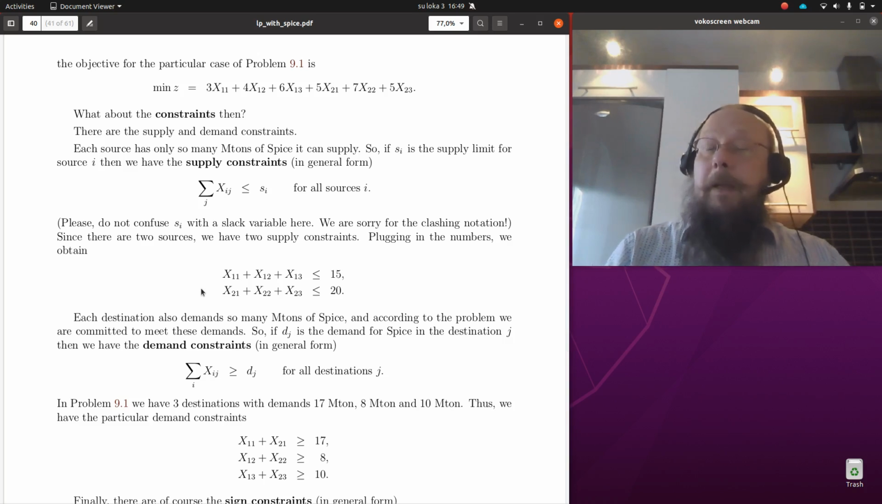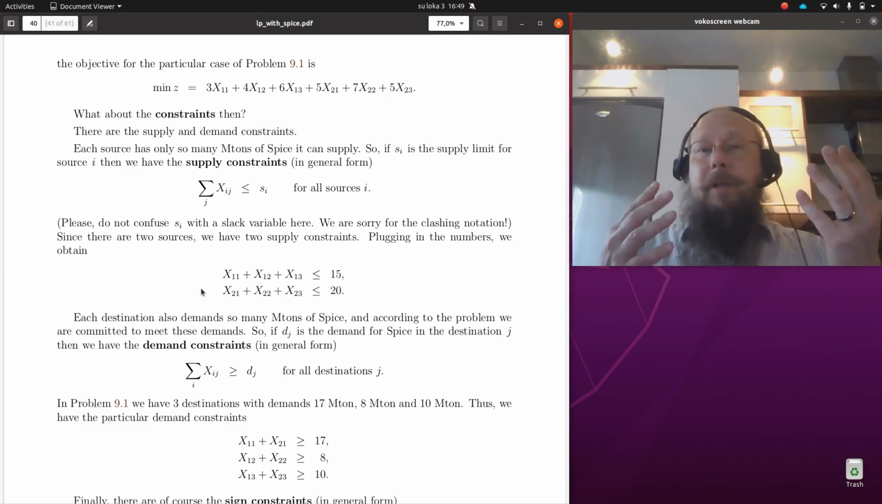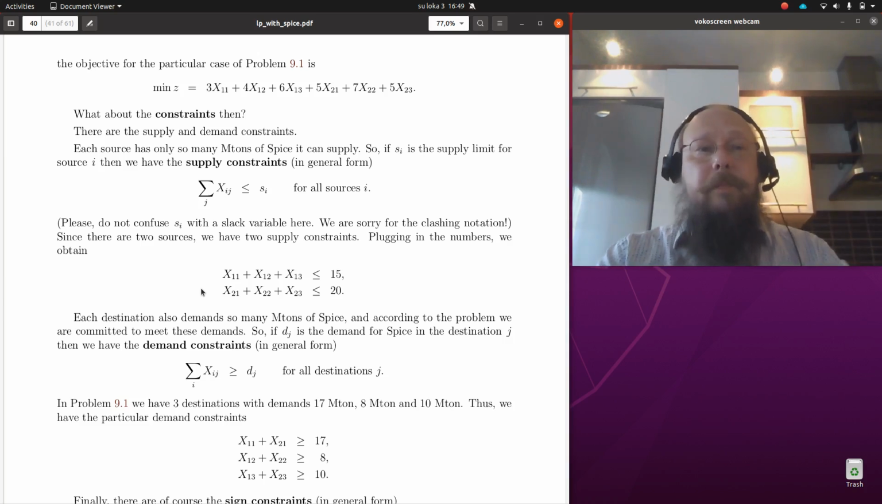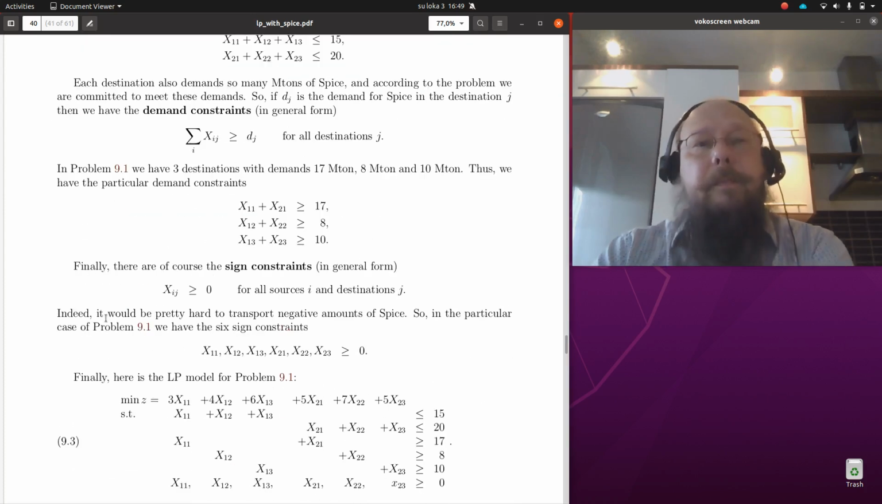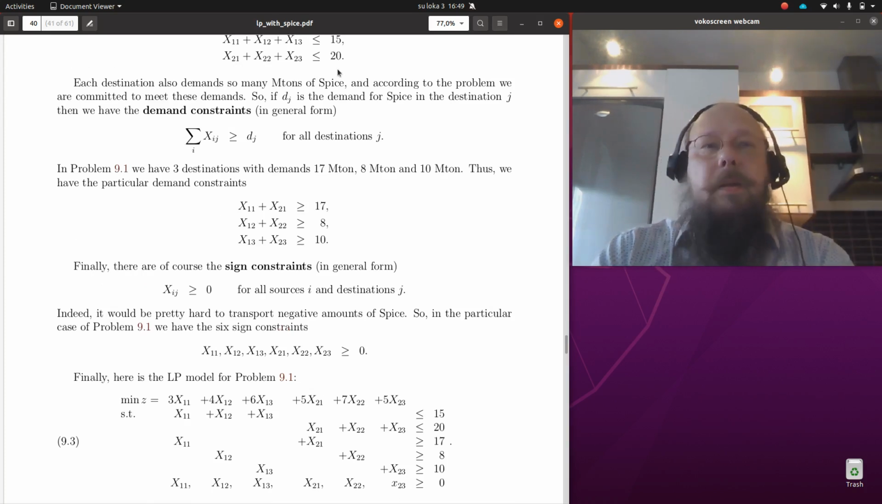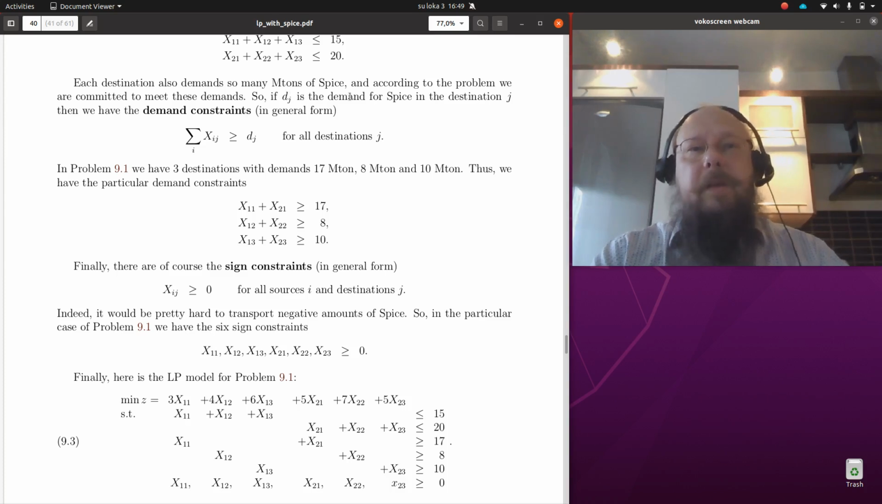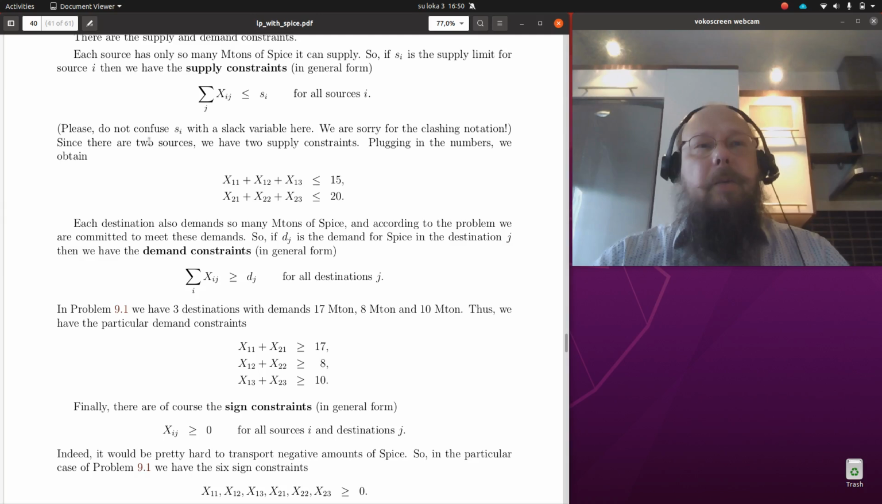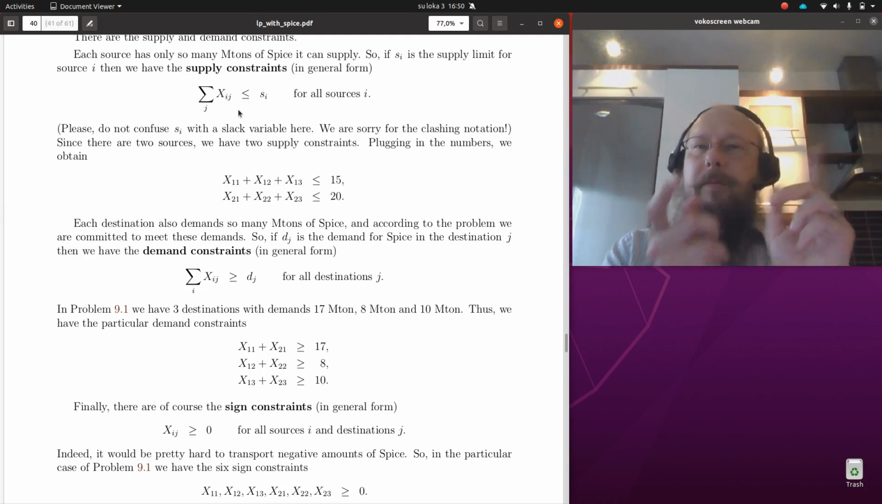Okay, and then we have also destination constraints. So this is like the supply constraints, but of course the other way around. So each destination demands so many megatons of spice. And according to the problem, we are committed to meet these demands. So if d_j is the demand for spice in the destination number j, we have the demand constraints in general form like this. So now it goes really the other way around, and you should just look that the i's and j's are switched around.